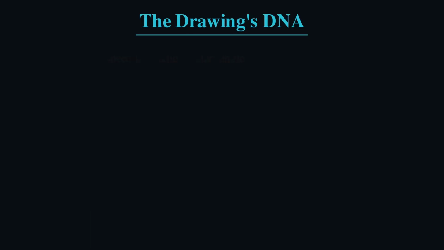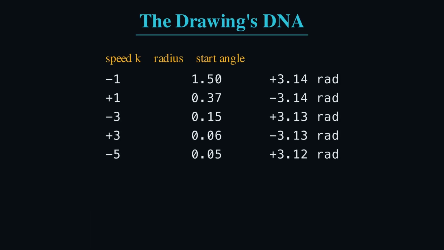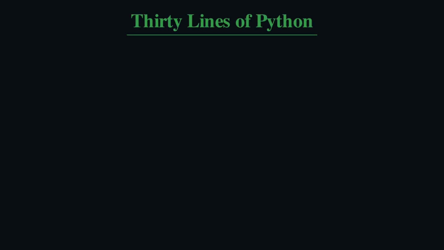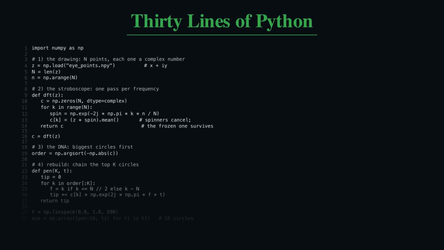Run one pass per frequency on our eye drawing, sort by radius, and out comes this table. The drawing's DNA, a handful of rows, each one a circle. That is all a drawing is. Here is the promise kept. This is the entire machine, top to bottom. Load the drawing, extract every circle, sort them, and rebuild.